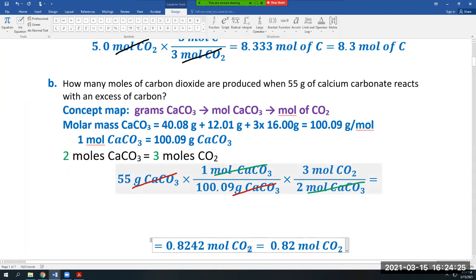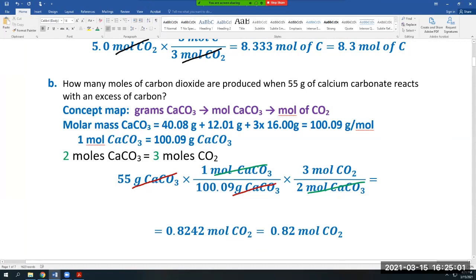Okay, we need to keep 2 sig figs only because of the given amount of 55 grams. The 1 moles are exact, 3 moles of CO2 over 2 moles of CaCO3 are exact. The molar mass has 5 sig figs, so it's not limiting. So 2 sig figs due to the given amount of 55 grams. 2 sig figs means you keep the 8 and the 2. What comes after the 2 is a 4, so you can keep the 2 a 2. And so that's the final answer here: 0.82 moles of CO2 produced from 55 grams of calcium carbonate.